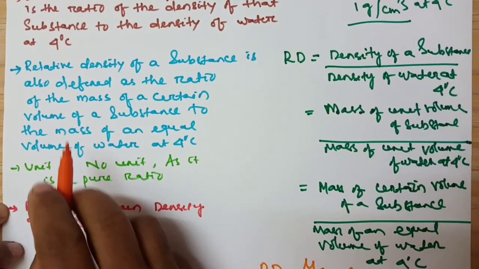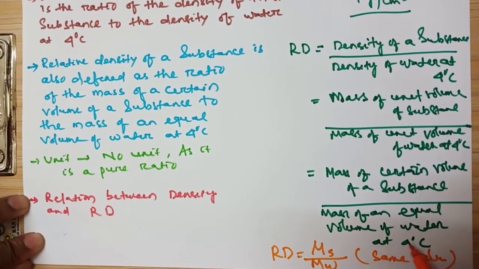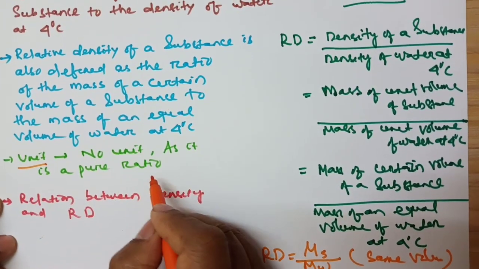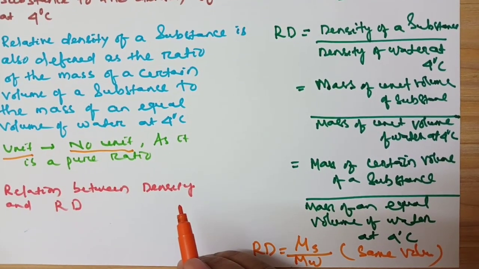So RD is equal to mass of a certain volume of a substance by mass of an equal volume of water at 4 degrees. What is the unit? As it is a ratio, it has no unit. Relative density has no unit. It is a ratio.